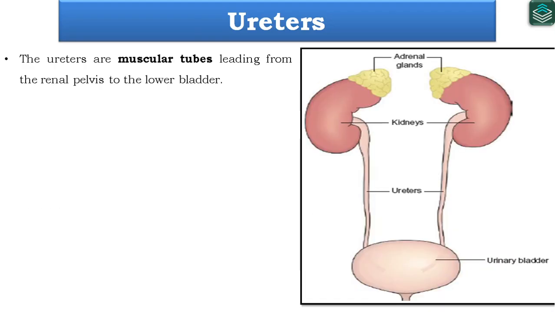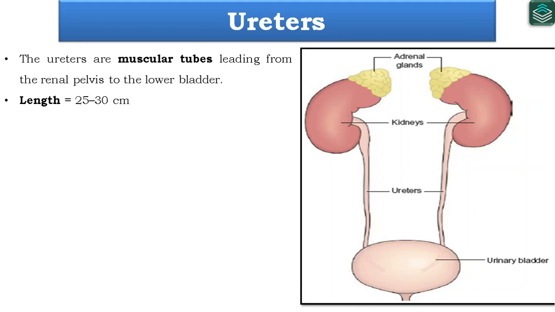Ureters are muscular tubes leading from the renal pelvis to the lower bladder. If we recall the process of urine flow, urine which is formed in nephrons drains to the collecting duct, then through the papillary duct into the minor calyces, which join to become major calyces that unite to form the renal pelvis. From the renal pelvis, urine first drains into the ureters, and from the ureters, urine drains to the urinary bladder. Then it is discharged from the body through the single urethra.